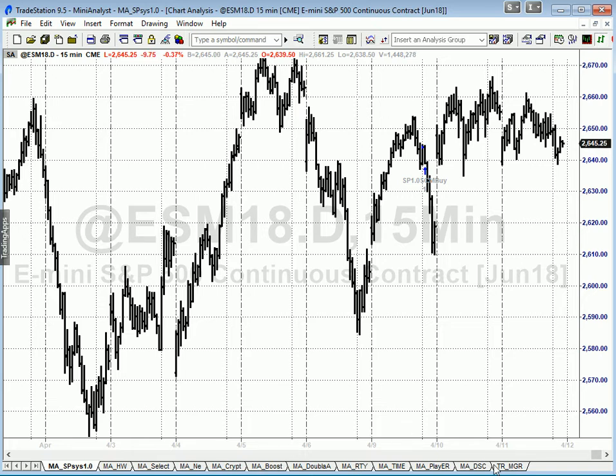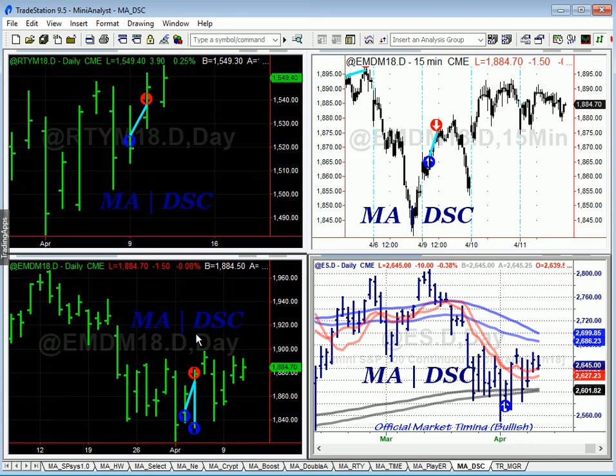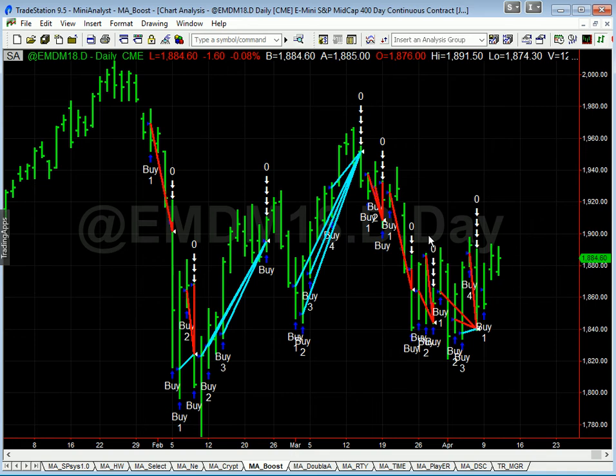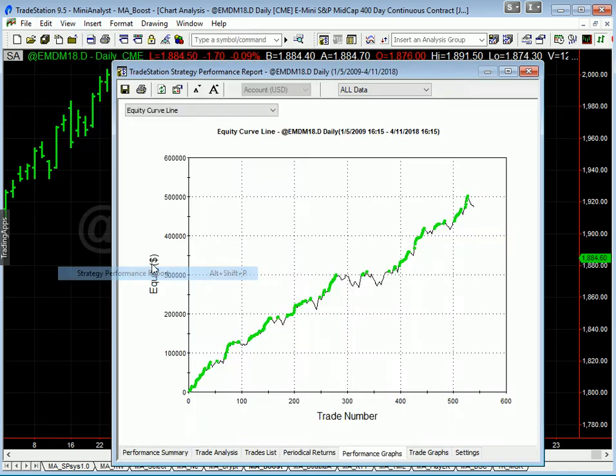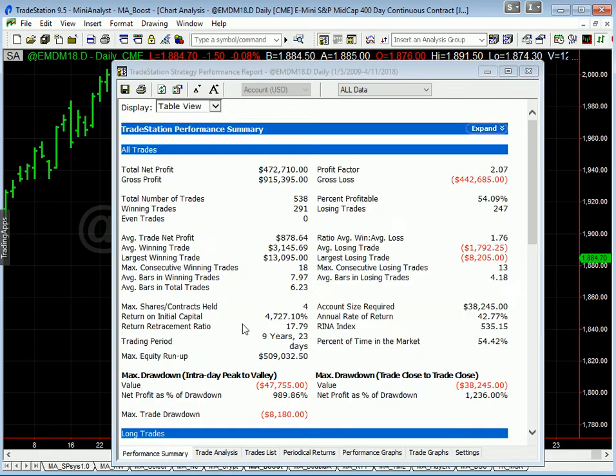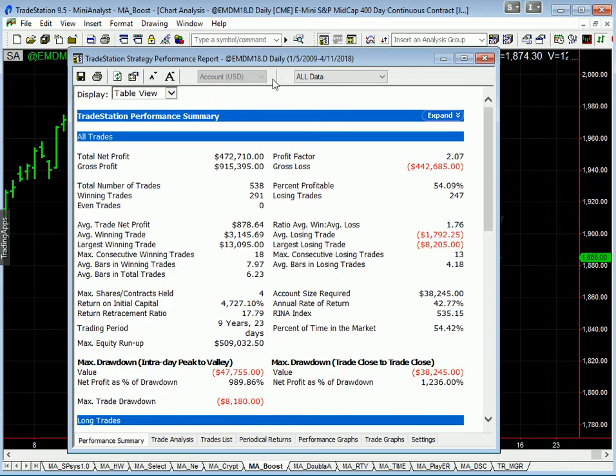So back to the disk. This, for instance, we can look at this trade right here. This was essentially kind of a boost trade. The boost is a very aggressive $50,000 drawdown portfolio, but as you can see, you're going to make quite a bit of money, $500,000. $38,000 is the maximum drawdown close to close, $472,000 in profit.